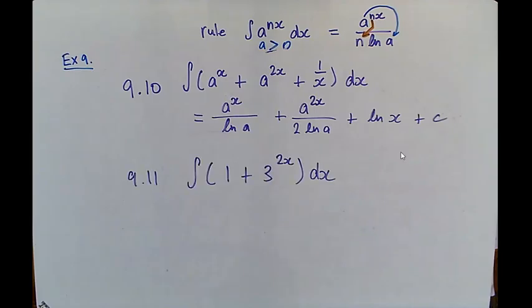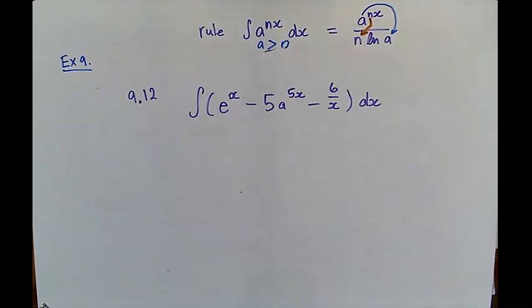9.11, where we have a 1, it will become x, and we copy all of that in the numerator, 2 ln 3. So this is like the examples we were doing in exercise 9, plus c. Right, and that's 9.11. Now we're going to do 9.12.